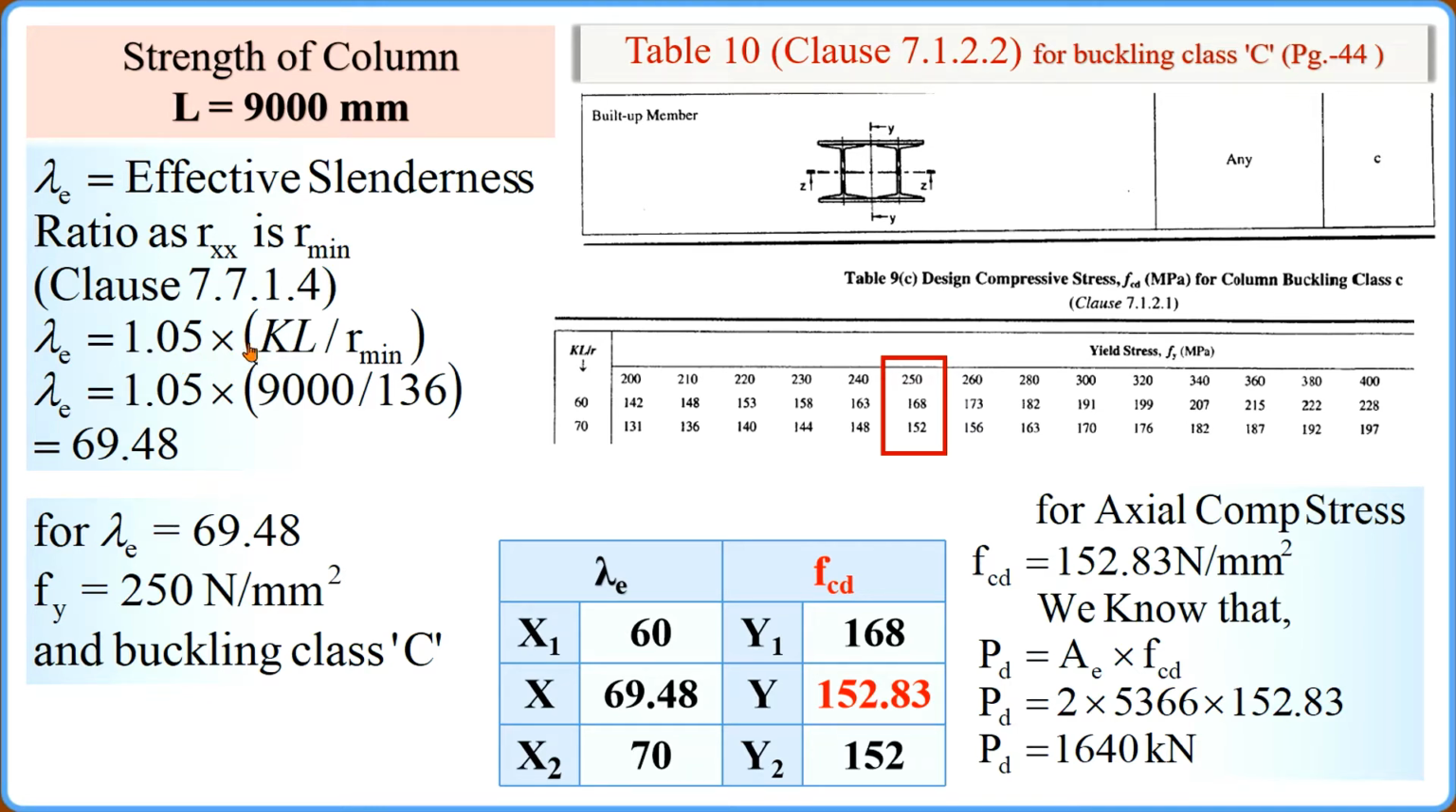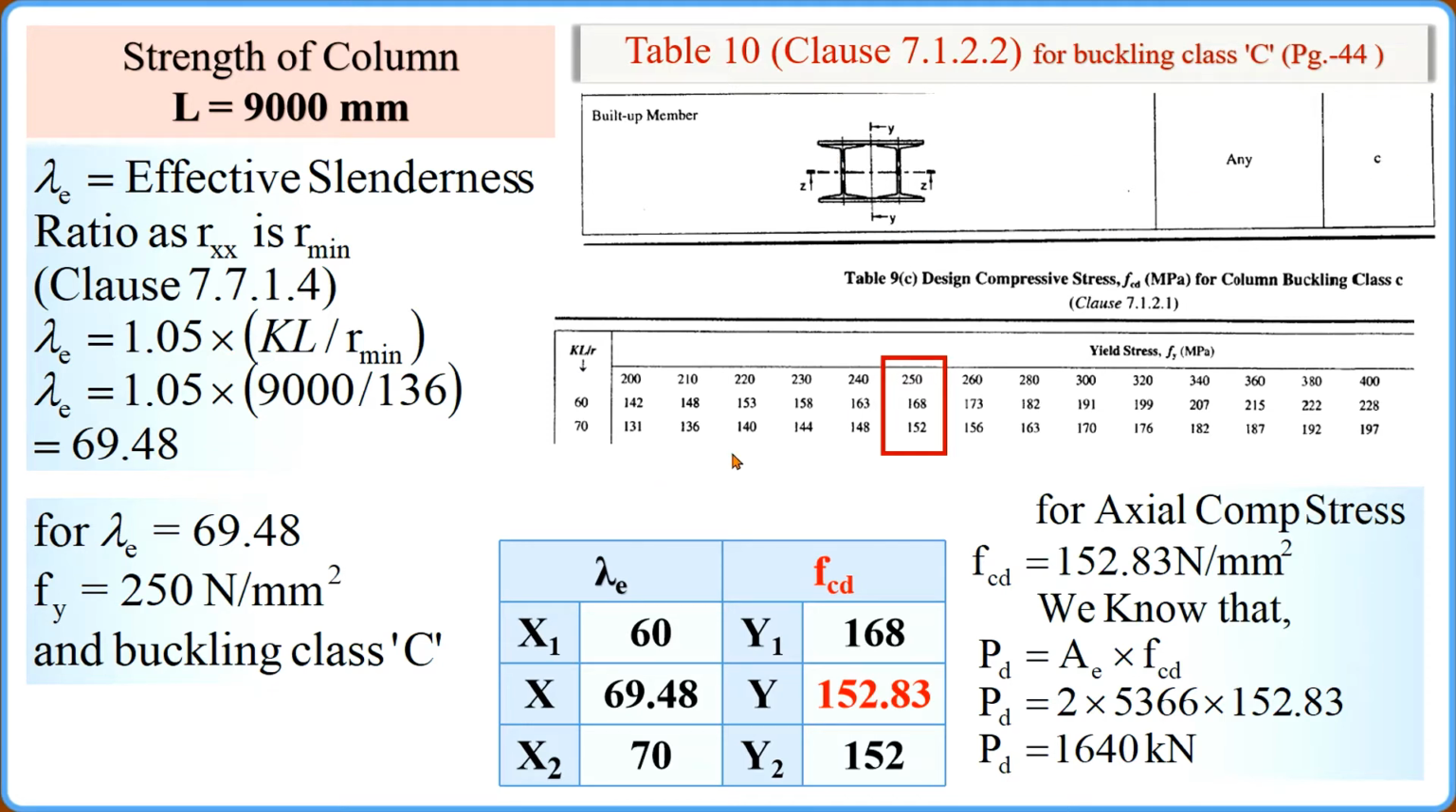This 1.05 is the multiple factor when we are designing a column with a lacing system. Otherwise, for the batten column, this multiple factor becomes 1.1. So here lambda E we are getting as 69.48. We have lambda E as 69.48, fy as 250, and the buckling class C. We know that for any built-up section, as per clause number 7.1.2.2, table number 10, the buckling class is C.